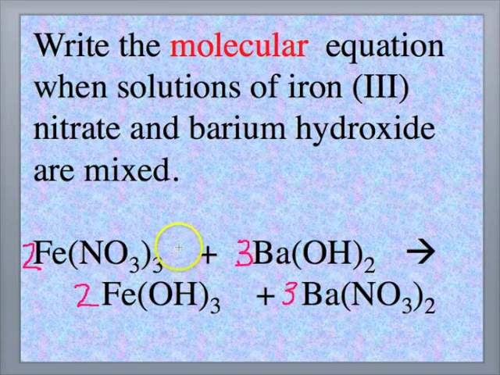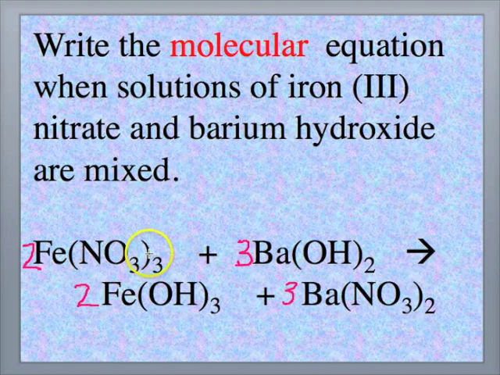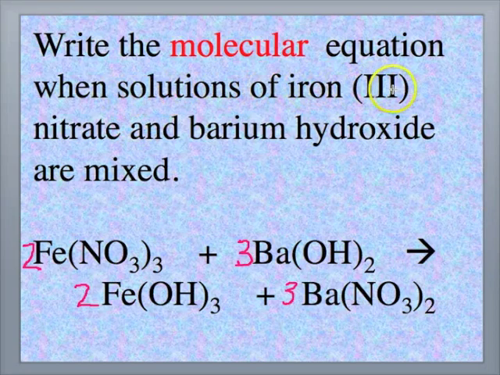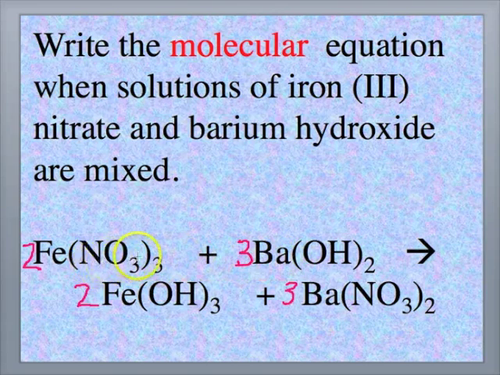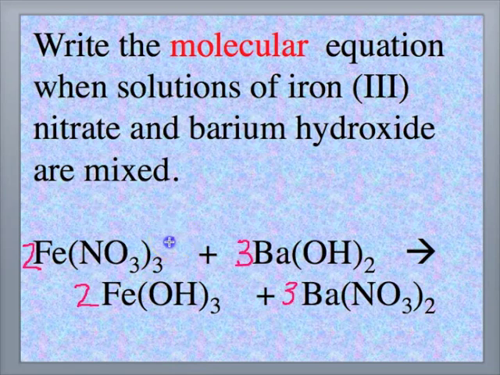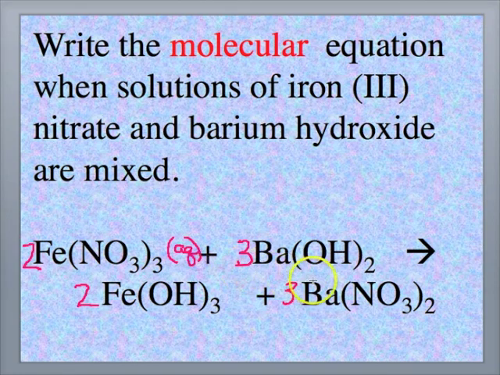In fact, what we really need to do is go in and put in the phase for each one of these. The iron nitrate, we know, is in solution because the question says when solutions of iron 3 nitrate and barium hydroxide are mixed. That is telling us that iron nitrate and barium hydroxide are soluble. And as soluble compounds, how do we write that? We would write a parenthesis and put aq to represent the state for each one of these.